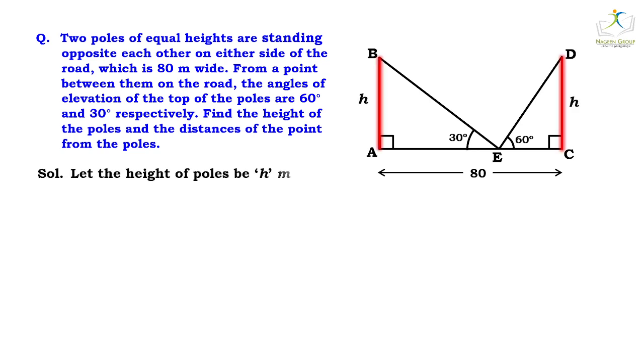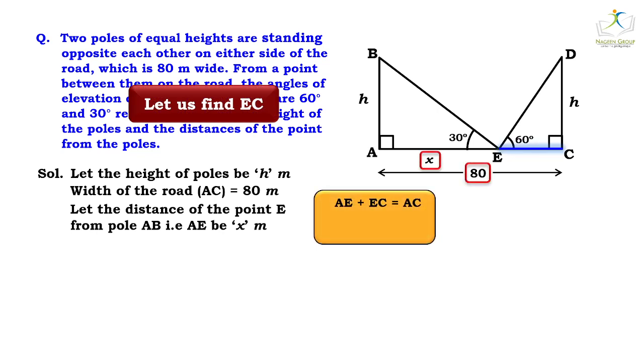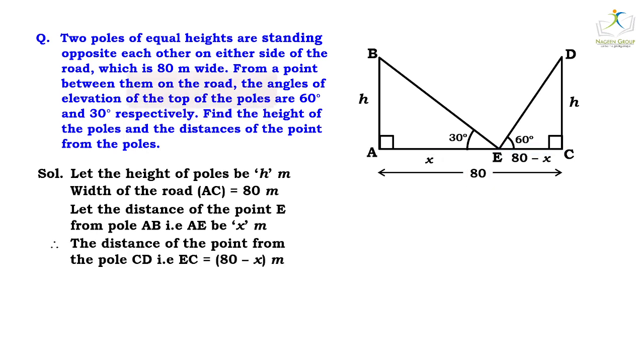Now, the height of the pole we consider equal to h meter. We need to find out AC, the width of the road, which is 80 meter. Let the distance of point E from the pole be x, and EC we consider equal to y. x plus y equals 80, so if one is x, the other will be 80 minus x. Now, in this we have a triangle BAE.